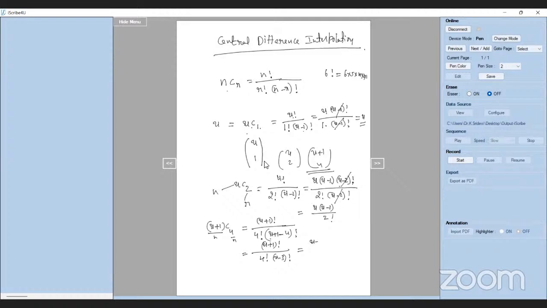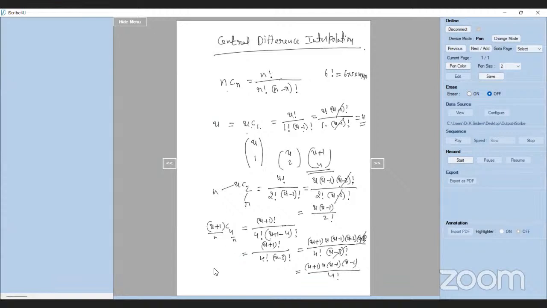(u+1) factorial is (u+1), the next preceding is u, the next preceding value is (u minus 1), (u minus 2), so (u minus 3). We can restrict up to here, (u minus 3) factorial. So the denominator is 4 factorial into (u minus 3) factorial. This (u minus 3) factorial gets cancelled, and the remaining is (u+1) u (u minus 1) (u minus 2) by 4 factorial. So like that, we can simplify this one in the formula.